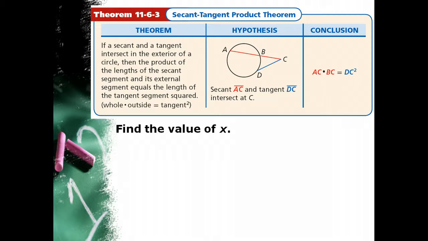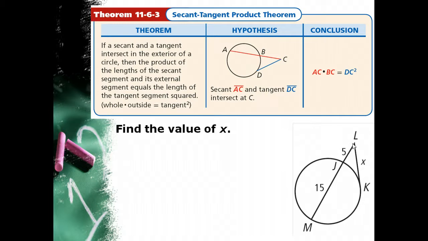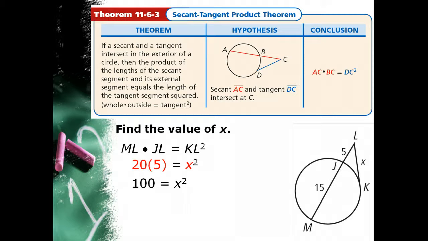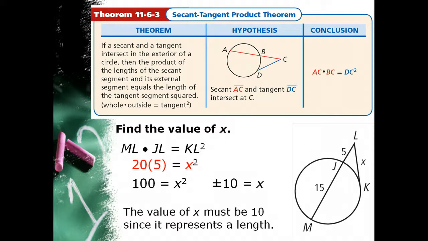Let's look at an example. We want to find the value of x, and x is our tangent segment. So we will take the whole of the secant, so that would be 20, multiply it times the outside part, which is 5, and that will equal x squared. So we have 100 equals x squared, and we take the square root, and x is plus or minus 10. However, the value of x has to be positive because it represents a length.